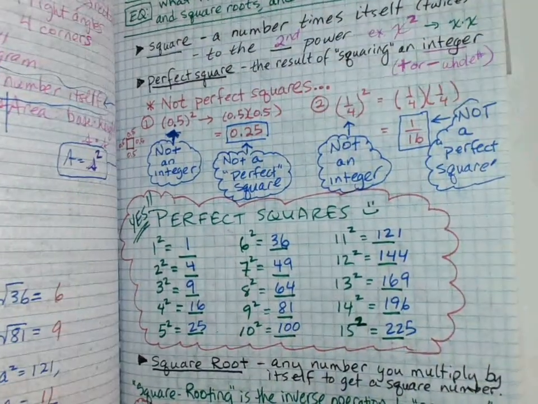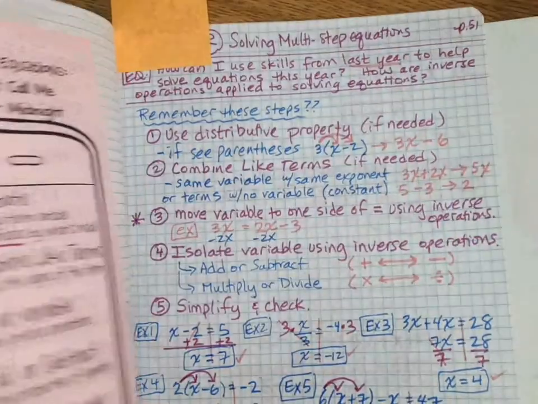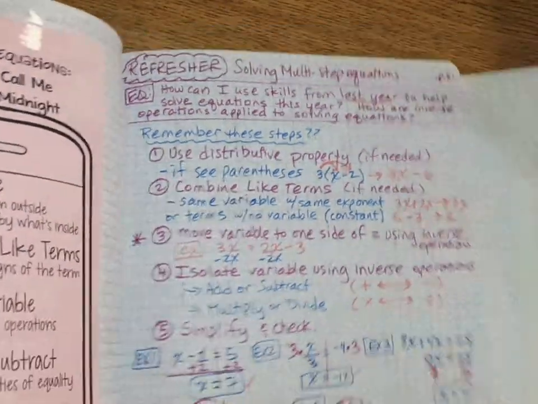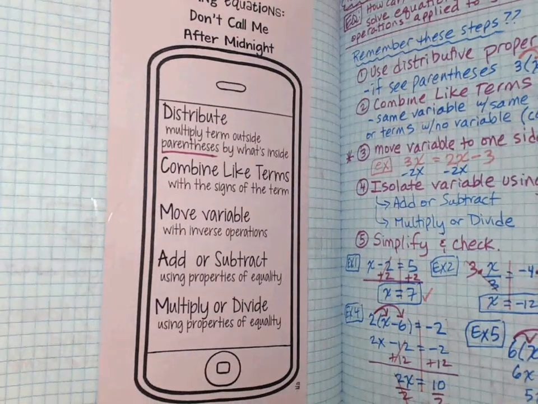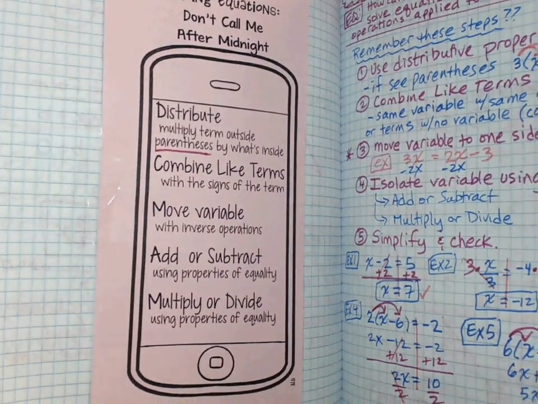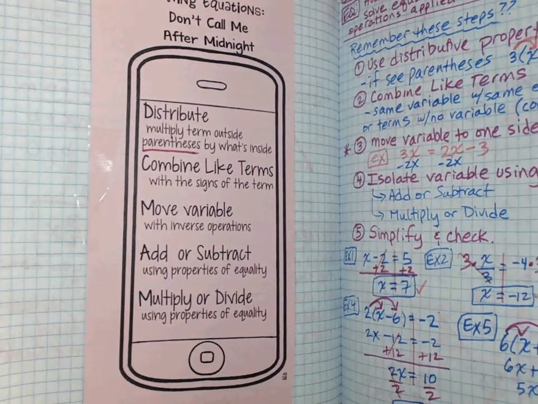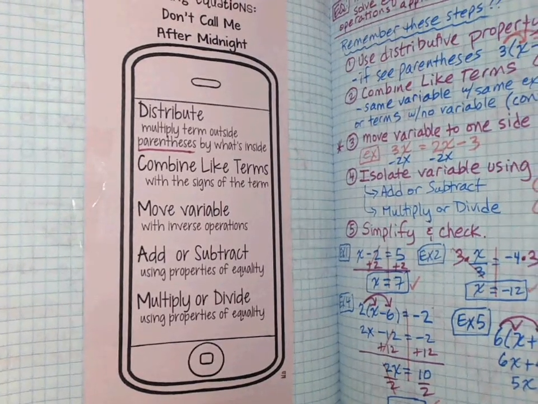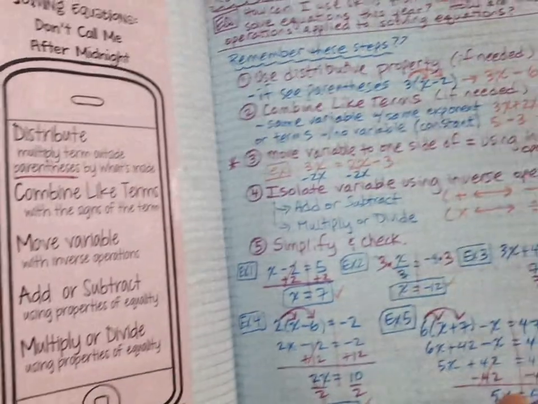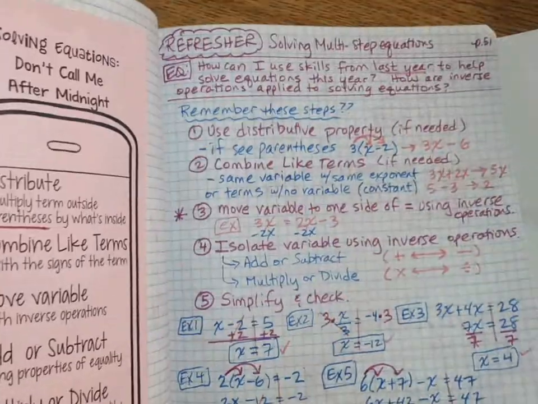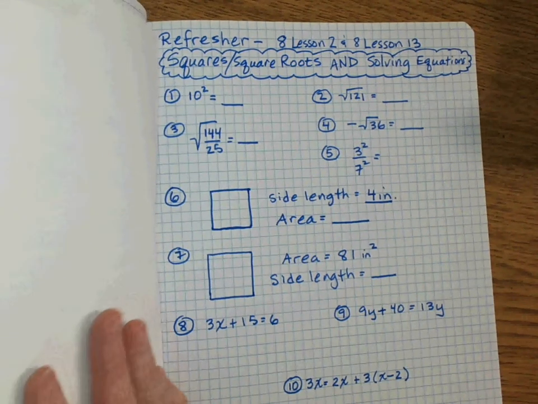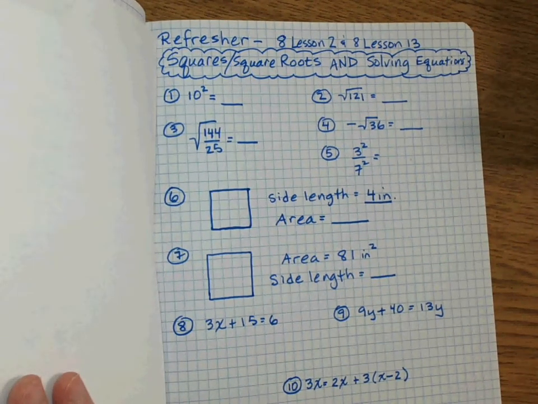We're also going to review just briefly lesson 13, which is how we solve equations, and don't call me after midnight. First we use distributive property if we see parentheses, combine like terms, move variable, add or subtract using properties of equality, and multiply or divide. Again, it's all about inverse operations. We'll need to use both square roots and simple solving equations in order to complete the Pythagorean theorem unit.